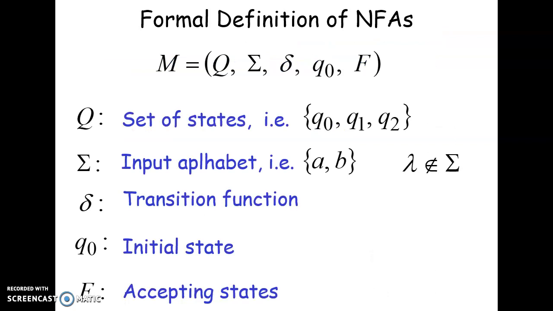Formally defining an NFA: similar to a DFA, this is again a 5-tuple. We have Q, which is the set of states. We have sigma, which is our input alphabet. Please ignore the spelling. You have delta, which is your transition function. You have Q naught, which is your initial state. F is the set of all the accepting or final states. Please note that our input alphabet sigma, A B, does not include lambda. Lambda is the absence of a particular letter.